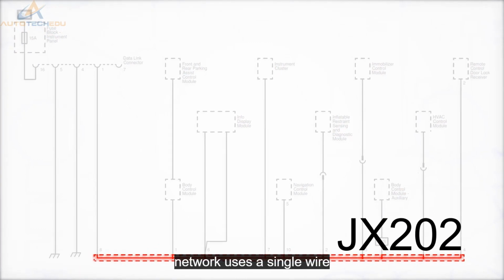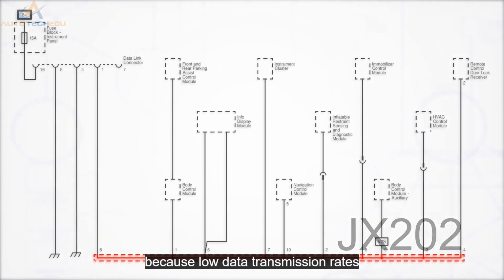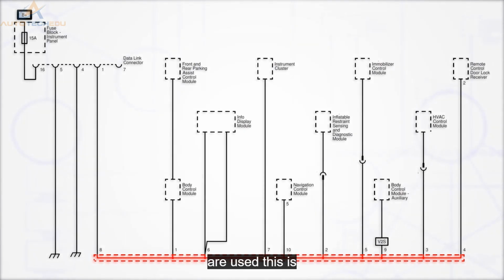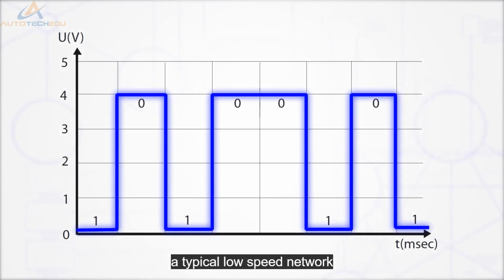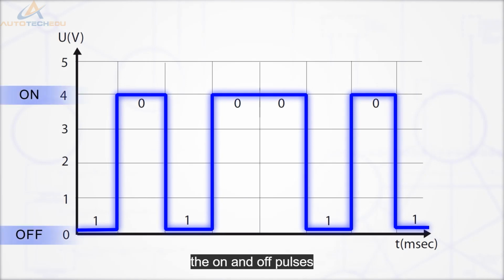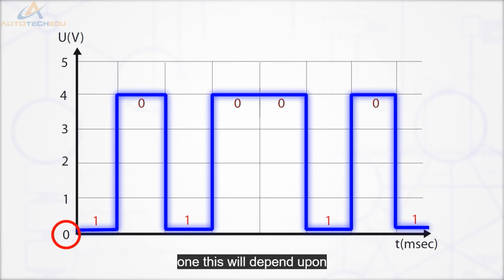The low-speed network uses a single wire because low data transmission rates are used. This is a typical low-speed network signal. The voltages can vary between manufacturers. The voltages don't really matter. It's the on and off pulses that provide the information. In this pattern, it can be seen that the 4 volts is the 0 and the 0 volts is the 1. This will depend upon the system and may be the other way around.